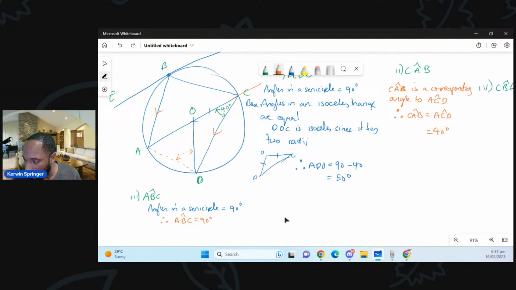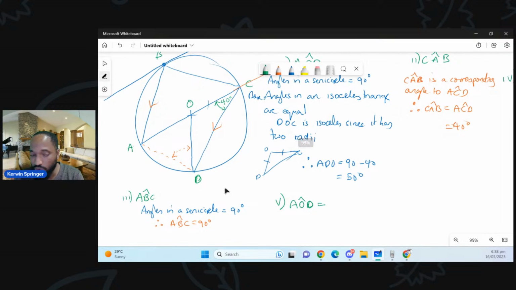What about, I didn't ask this one, before we do 4, let me train 5. What is the size of angle AOD? AOD. What's the size of angle AOD? Because it's in the next rule that I can use here. What's the size of this angle here?